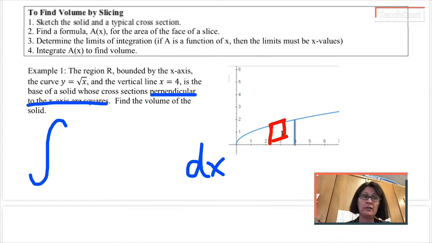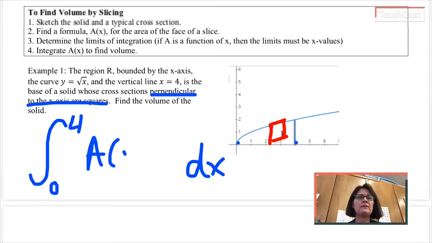Once you decide what you're going to integrate with respect to, that's going to help you narrow down your limits. Because this is a dx integral, then the limits on my integral have to be x values. So if I think about the region R, the smallest x is 0, and the biggest x is 4. So I'm going to integrate from 0 to 4. And this is supposed to be A of x dx. I'm going to write that here, but then I'm going to erase it because I'm going to run out of room.